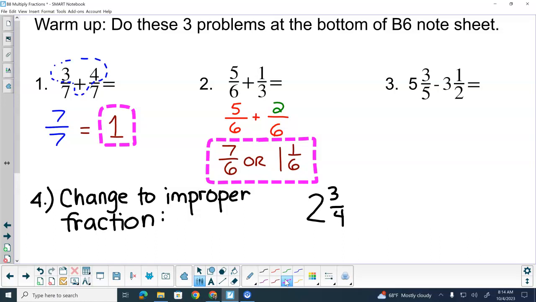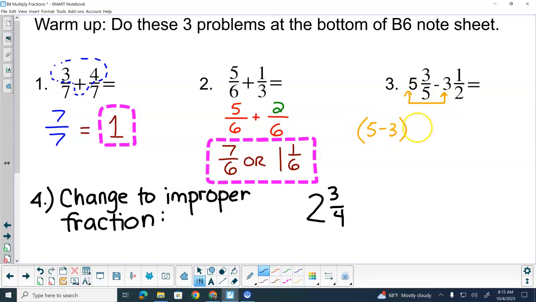Number 3. How do we want to tackle this one? It's different now. It's subtraction. But how do we want to tackle it? Do we want to tackle it as number minus number and then fraction minus fraction? Or do we want to switch them both into improper fractions? What do you want to do, Norm? Do the number minus number first? Okay, all right. So 5 minus 3 is going to go out here.